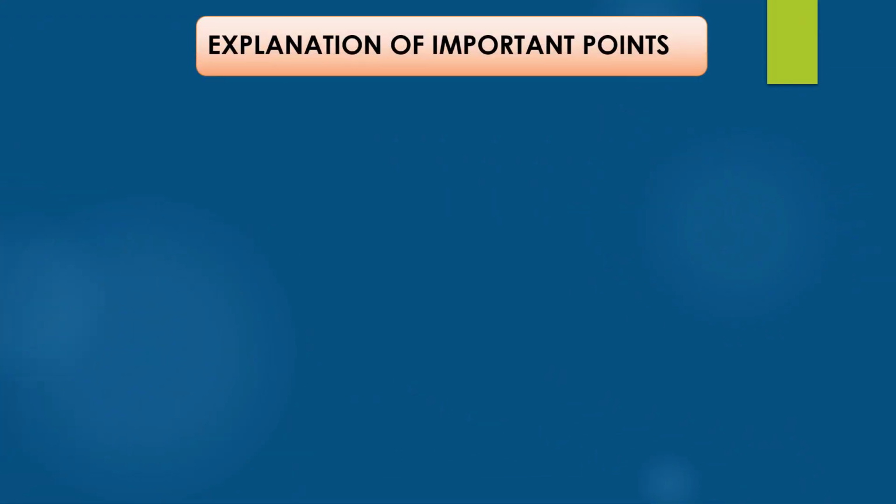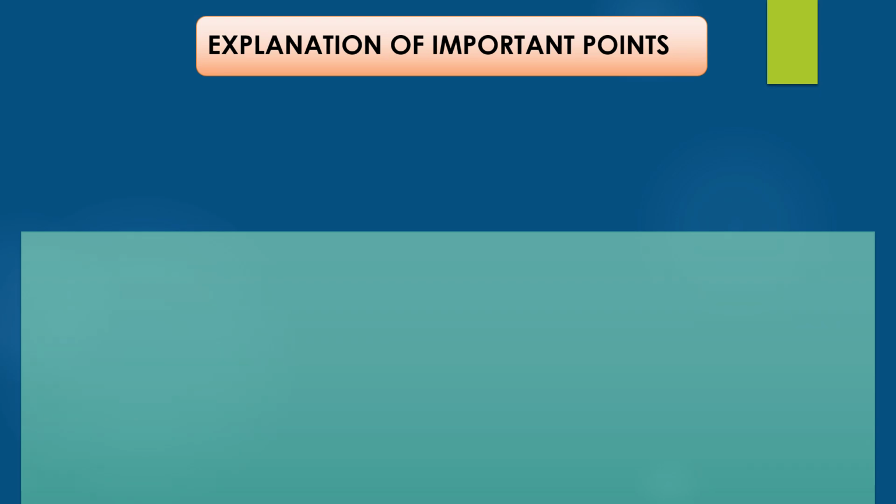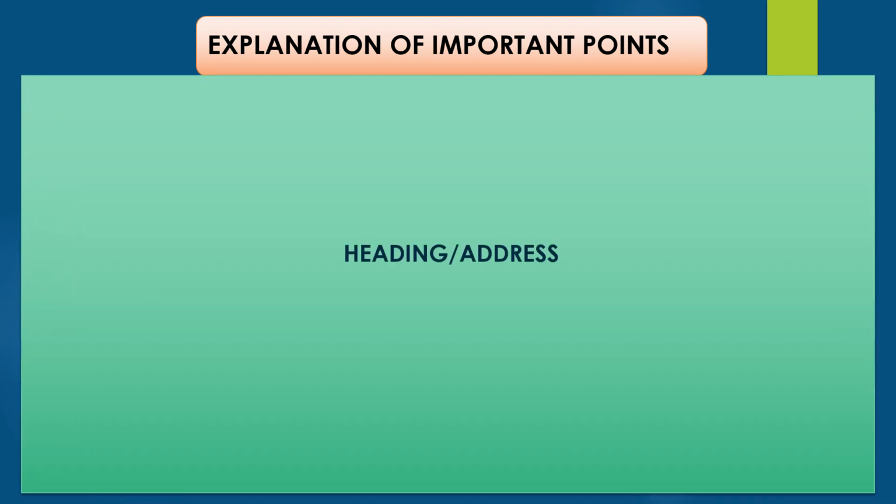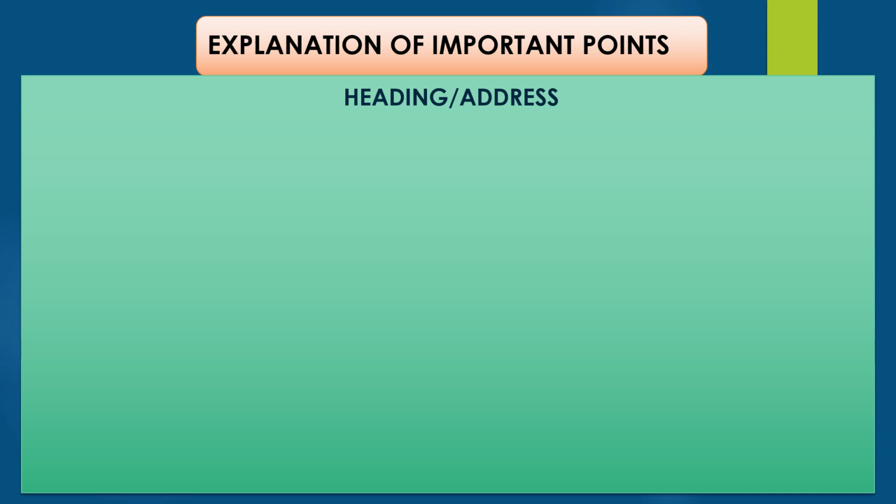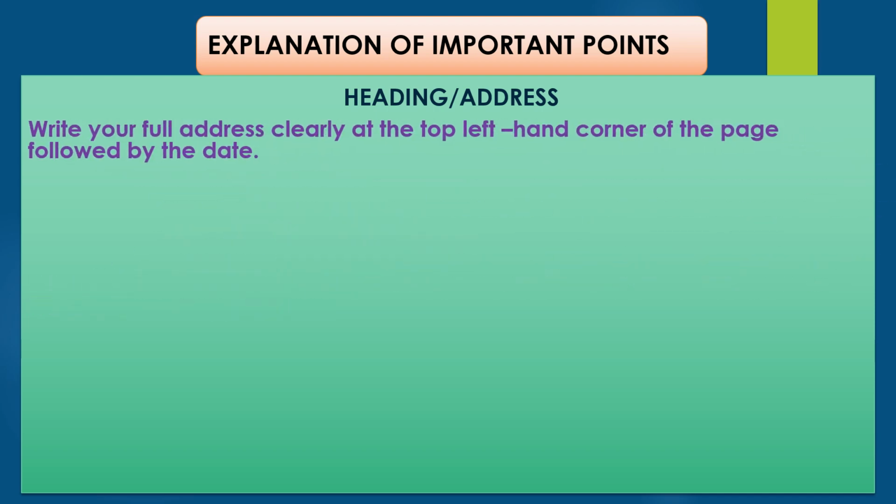Dear students, now I shall explain the 4 important points of letter writing. Our first important point is heading or address. This informs the reader where you wrote the letter and when. Write your full address clearly at the top left-hand corner of the page, followed by the date.